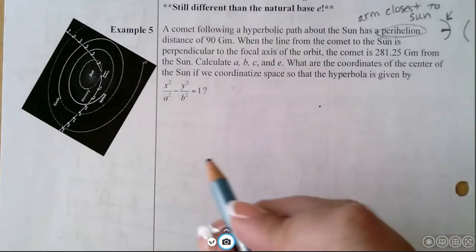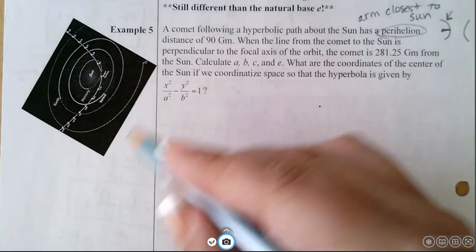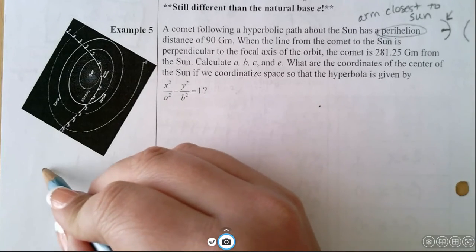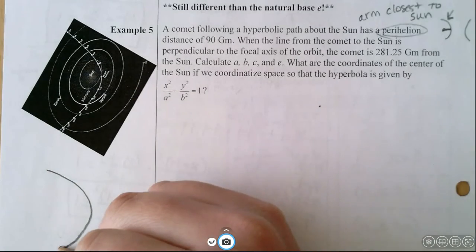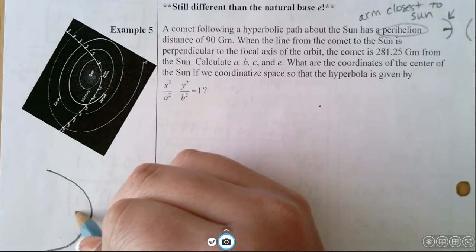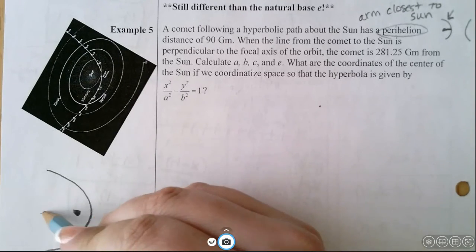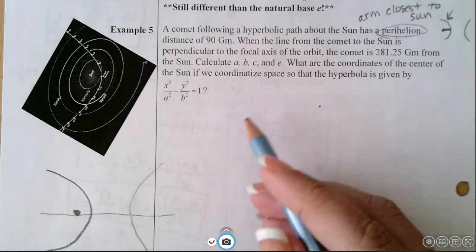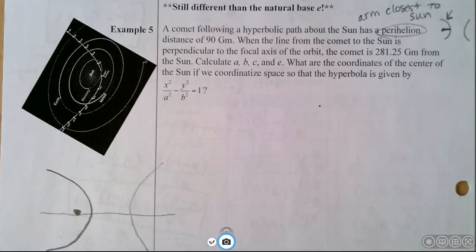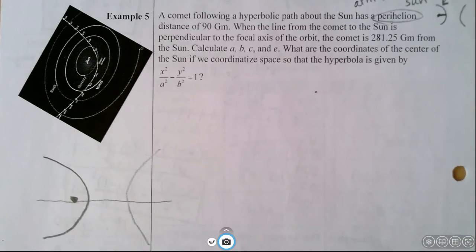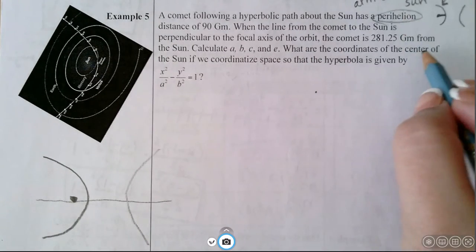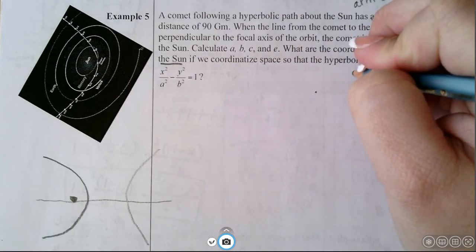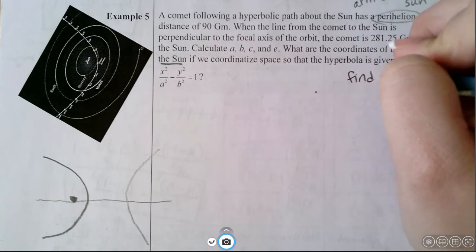So let's draw a nicer picture. This one's kind of hard to draw on or to label, so I'll draw it underneath. Here's the arm of the hyperbola. Here's the sun. Here's our focal axis. Here would be the other arm of the hyperbola. So what role does the sun play? Well, the sun is a focus. So to find the center of the sun, we're actually asking, find the focus.